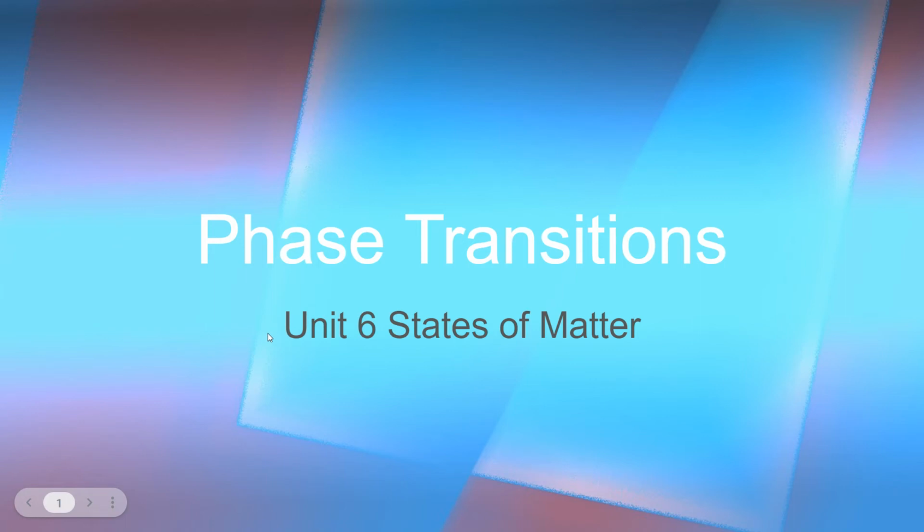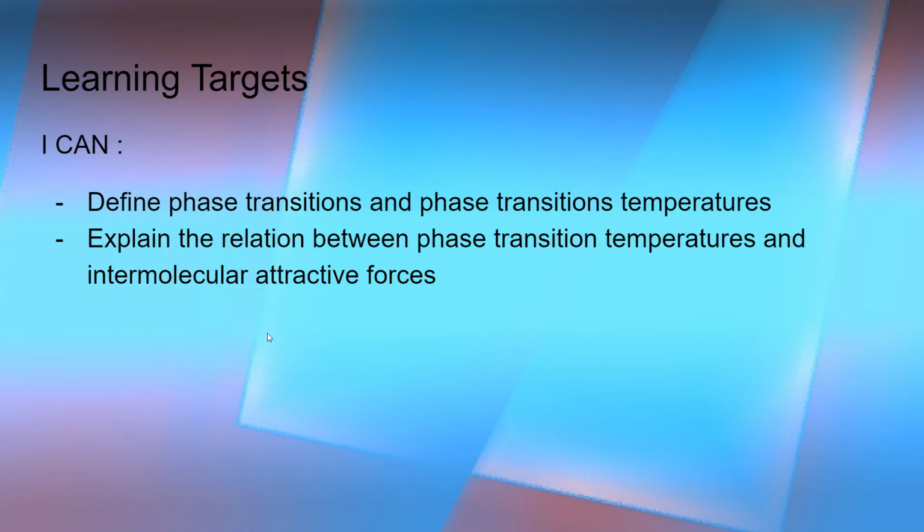Today, we are going to learn about phase transitions. This is going to be our fourth lesson in the States of Matter unit. So our learning targets, by the end of this lesson, you should be able to define what phase transitions are and some of the temperatures at which phase transitions occur. You also should be able to explain the relationship between phase transition temperatures and intermolecular attractive forces.